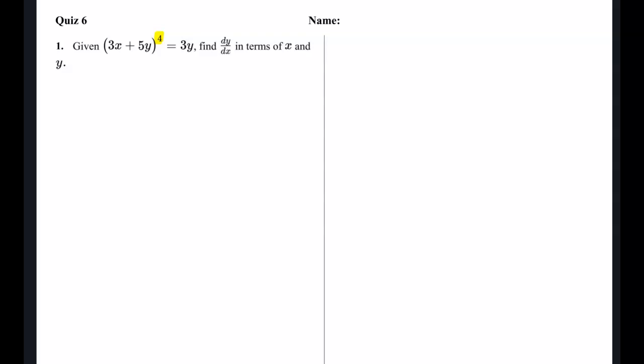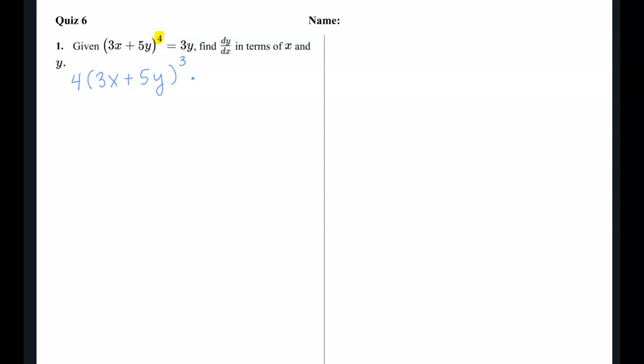And as part of differentiating the inside, the 3x plus 5y, we also have to use the chain rule because y is a function of x. So we're going to start by taking the power down, leaving the inside the same. Then we decrease the power by 1. And we have to multiply times the inside derivative. Again, that's the chain rule as well, because we have an outside function and an inside function.